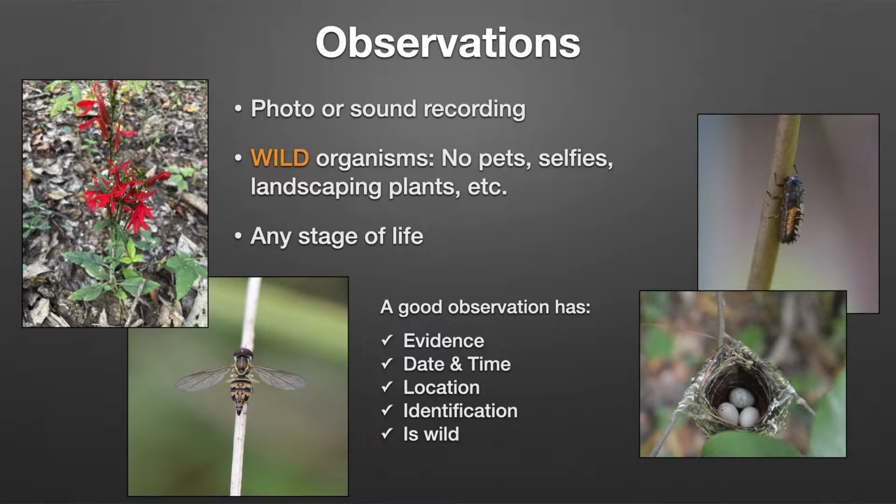A good observation in iNaturalist has these 5 criteria. Evidence, such as a photo or sound recording, the date and time that the observation was made, the specific location that it was made, the identification of the organism, and the fact that the organism is wild.